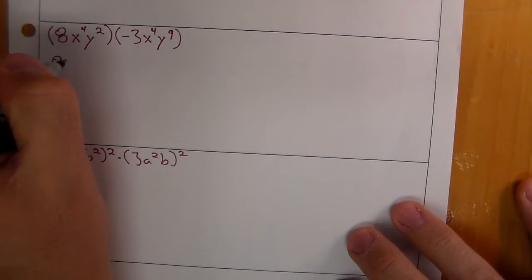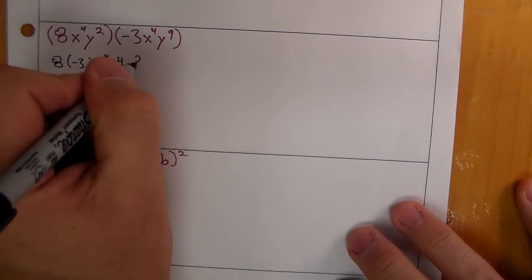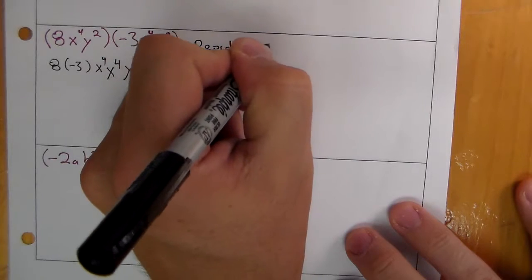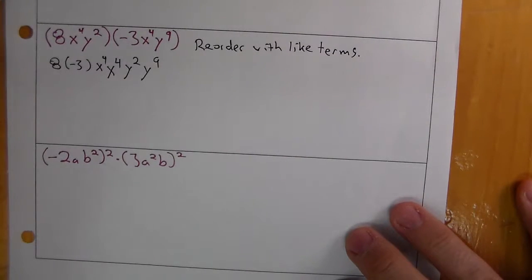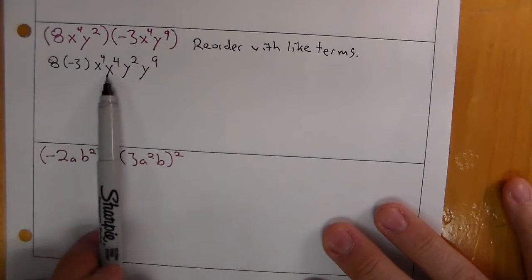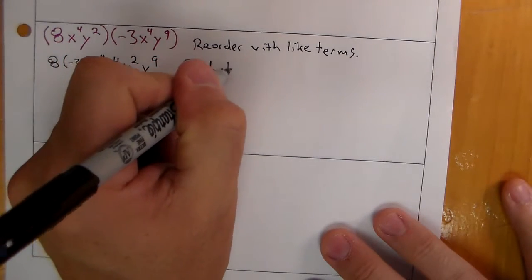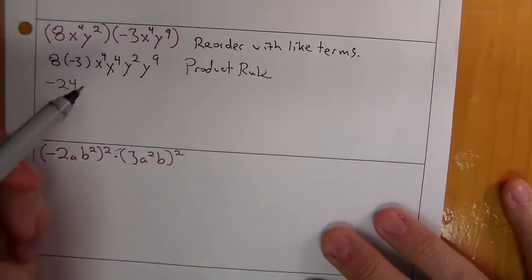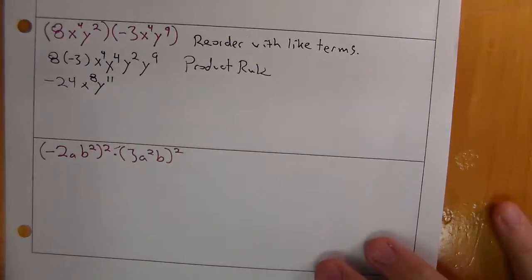So we have 8 and negative 3. We have x to the 4th and x to the 4th. We have y squared and y to the 9th. So what we're doing here is really reordering with like terms. So there's no power rule, so we're really going to go to product rule just to make sure each thing goes together, because we have a coefficient set, an x set, and a y set. So now when I use the product rule, 8 and negative 3 becomes negative 24. X to the 4th and x to the 4th becomes x to the 8th. And y squared and y to the 9th becomes y to the 11th.